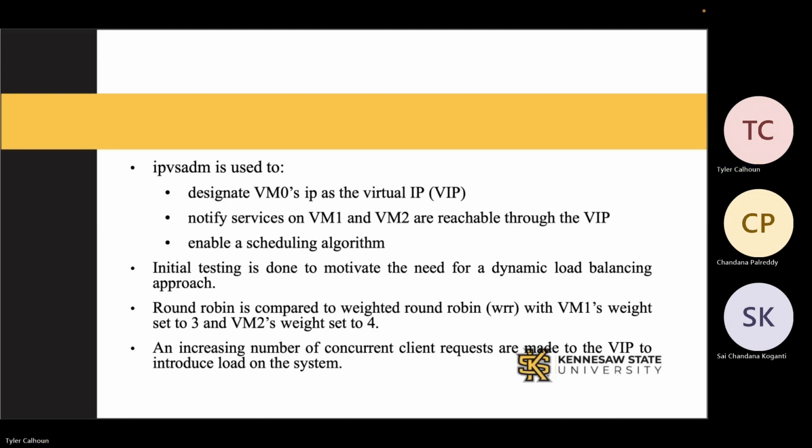Our initial testing is done to show why a dynamic load balancing approach is required. Round robin is compared to weighted round robin with VM1's weight set to 3 and VM2's weight set to 4, and this weighting is chosen to reflect the hardware capabilities of the VMs. And finally, an increasing amount of concurrent client requests are made to introduce a load on the system.